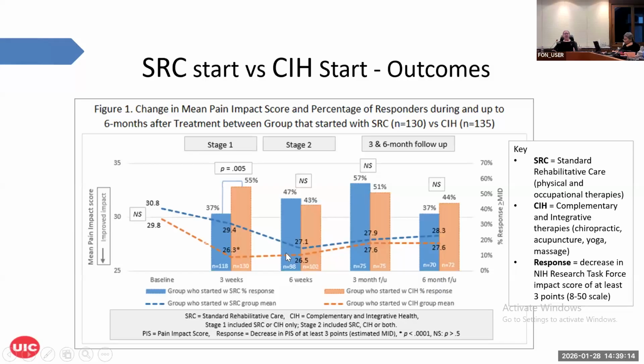Now, let's look at the lines. The line is the mean of the group who started standard rehabilitative care over time. Okay, looking at these numbers. And the group who started with CIH or complementary integrative health is this orange line. Okay, so just explaining a little bit how to take a look at this chart. And then you can see stage 1, stage 2, 3, and 6 month follow-ups. So you can see over time.